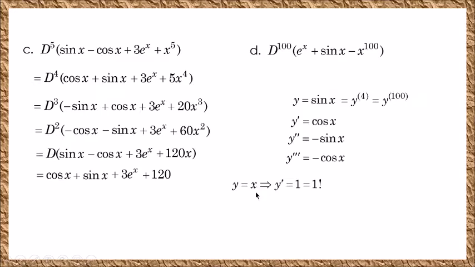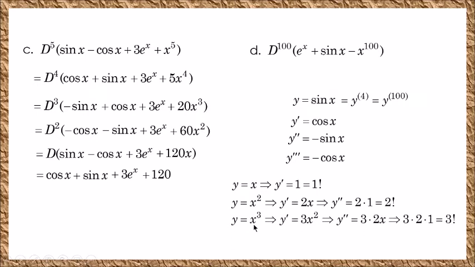Let's say I have x to the first, getting its first derivative, that is 1 or 1 factorial. If I have y equals x squared, its first derivative is 2x, its second derivative is 2 times 1, which is 2 factorial. Y equals x cubed. Let's get the third derivative. The first derivative is 3x squared, the second derivative is 3 times 2x, and the third derivative is 3 times 2 times 1 equals 3 factorial. So, if I'm going to get the nth derivative of x to the n, from the pattern I will get n factorial. Hence, the 100th derivative of x to the 100 is 100 factorial.